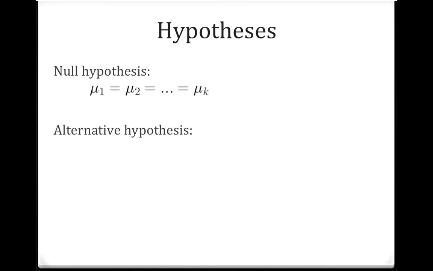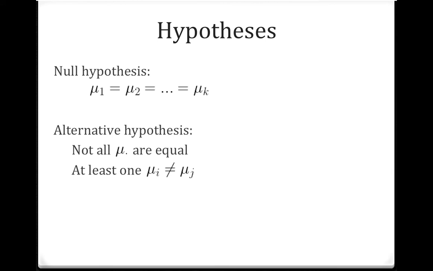There are a few different ways that we can write this. I like to say that not all mu sub dot are equal. Mu dot is the population mean for one of our groups. So this is like saying that the population means in all of the groups are not all equal. Your textbook writes the alternative as at least one mu sub i does not equal mu sub j. Mu sub i and mu sub j stand for two different population means.